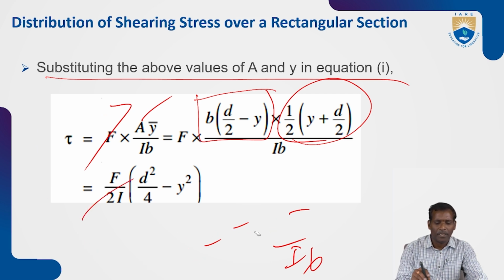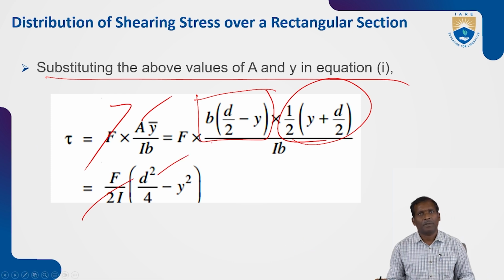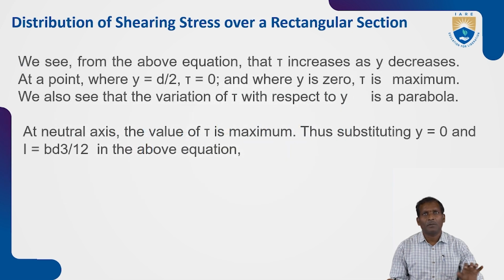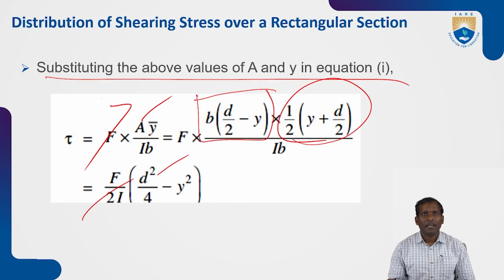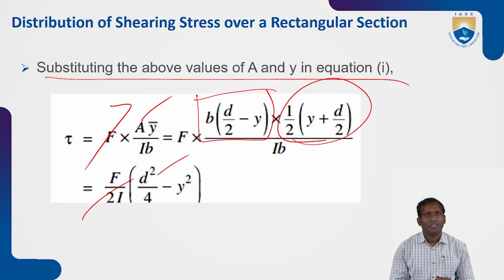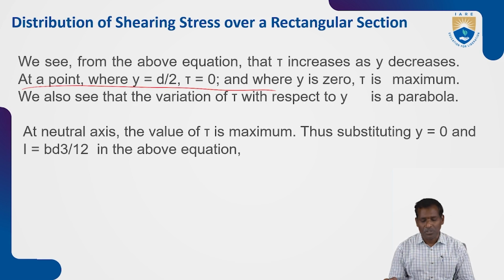After simplification, you will get F by 2A into D square by 4 minus Y square. You see from the above equation that shear stress increases as Y decreases. So as Y decreases, the shear stress increases. At the point where Y is equal to D by 2, the shear stress is 0. Where Y is 0, the shear stress is maximum.